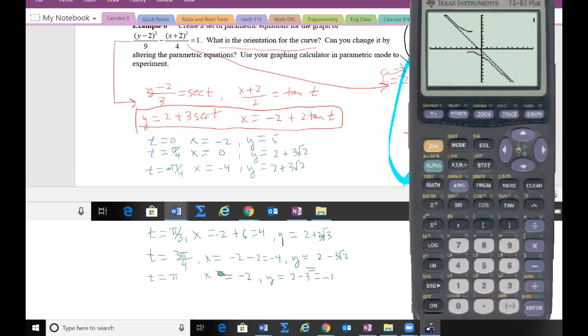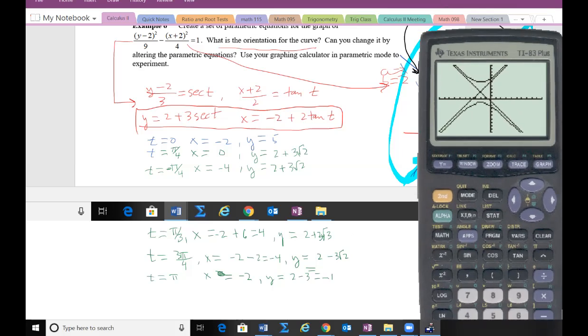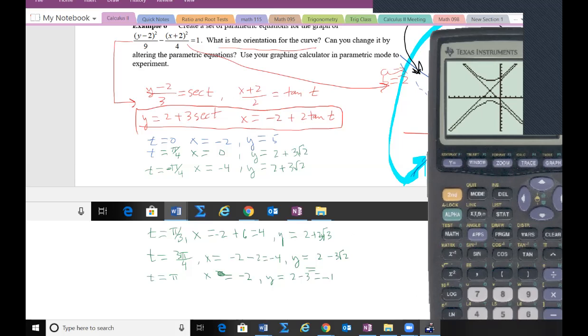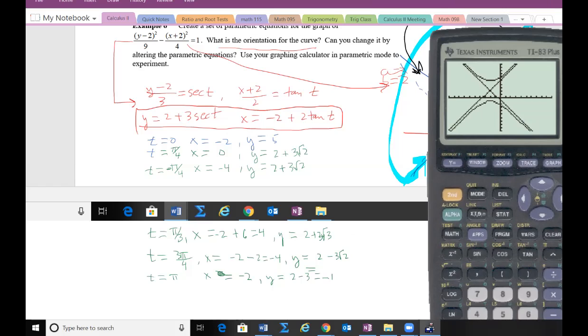Now the orientation is going backwards, isn't it? So it might take a little investigation to figure out what you want to produce in terms of your orientation for your curves. But the calculator is a great tool to help you with that. And that's okay. That's about it for this one. So maybe pull that calculator out and have a little fun with this if you can.